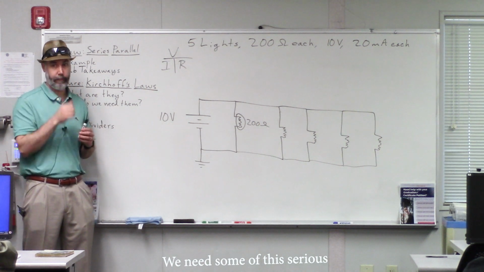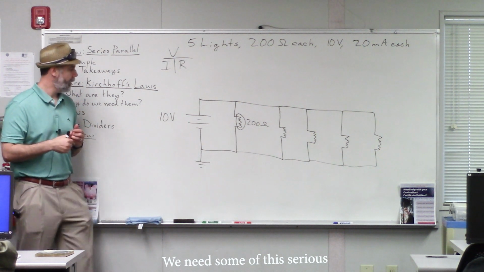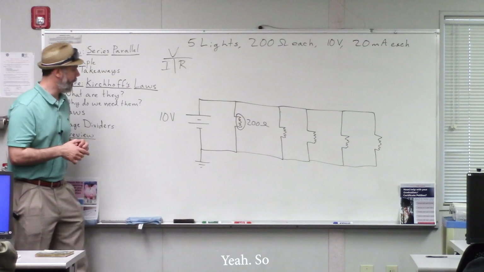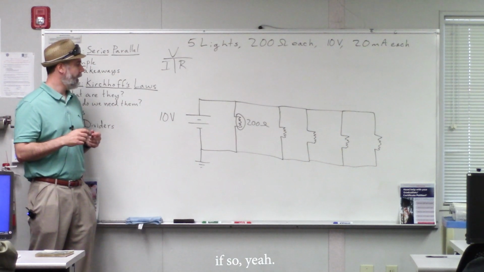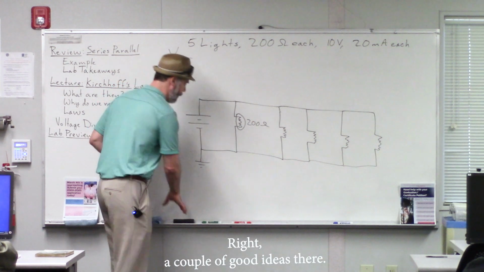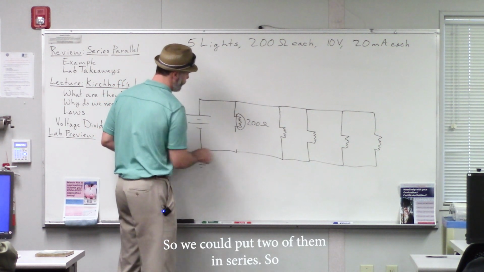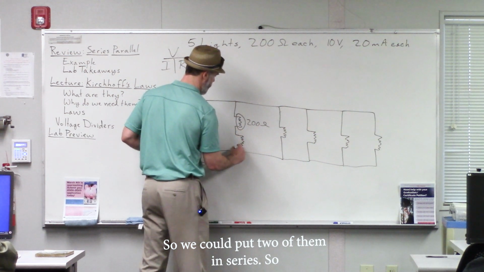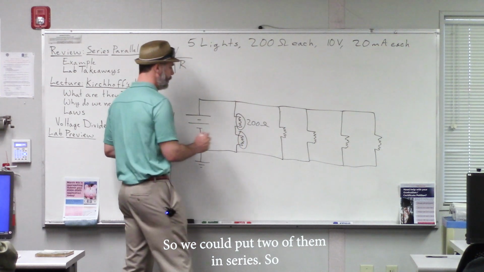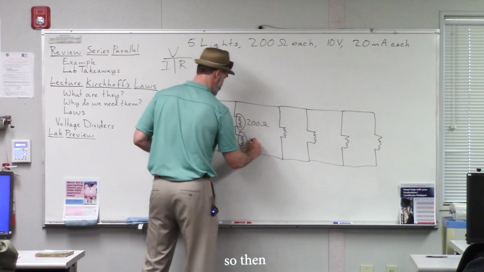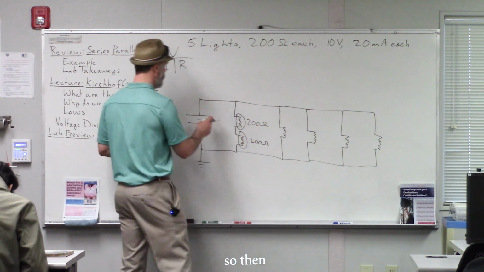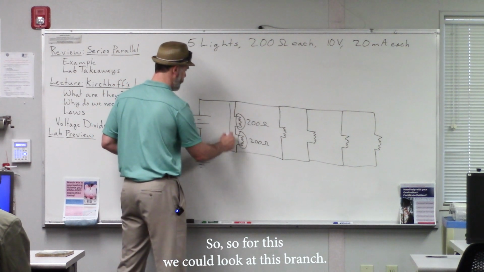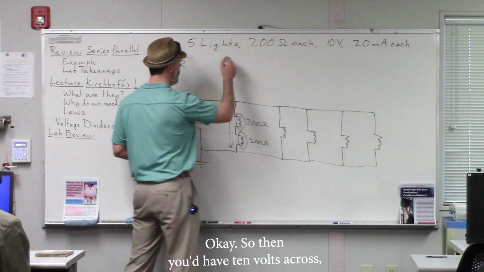We make some of this in series. Yeah, we could. So let's say, a couple of good ideas there. We could put 2 of them in series, say. So then for this, we could look at this branch, okay? So then you'd have 10 volts across.